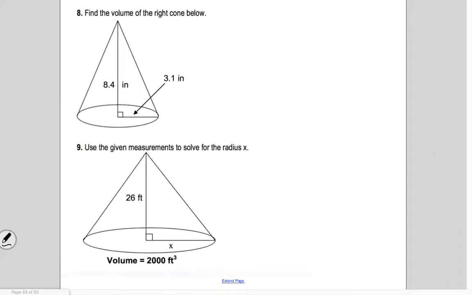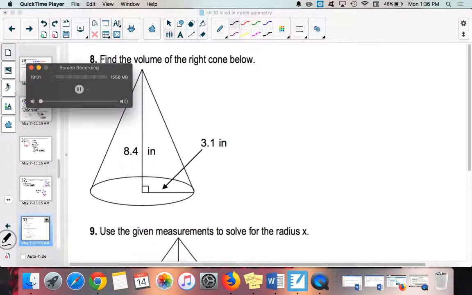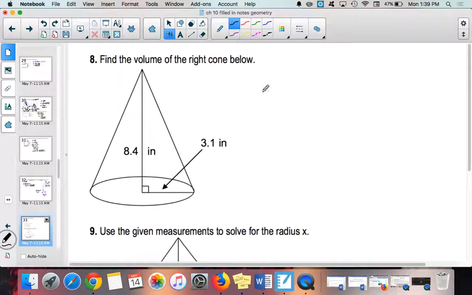All right, number 8. Find the volume of the right cone below. I feel like you guys can try these ones. So try number 8 and try number 9 and see what you get. All right, so number 8. You should have the volume is equal to 1/3 the area of the base times the height. Your area of your base is pi times r squared. What's r in this instance?